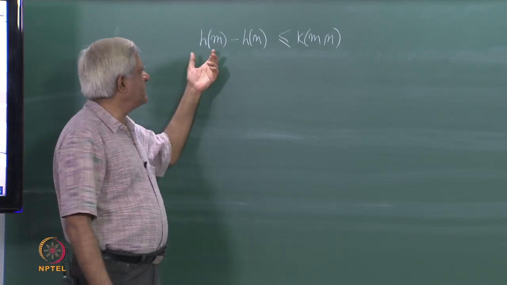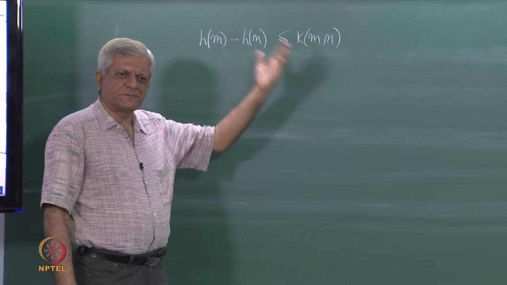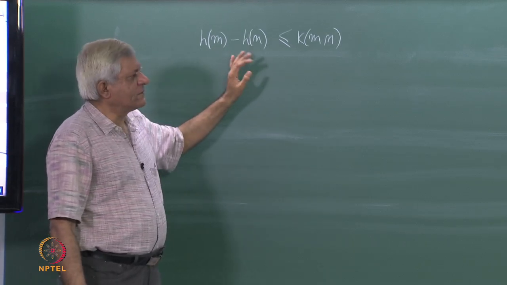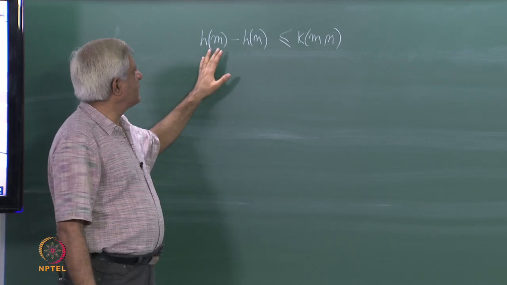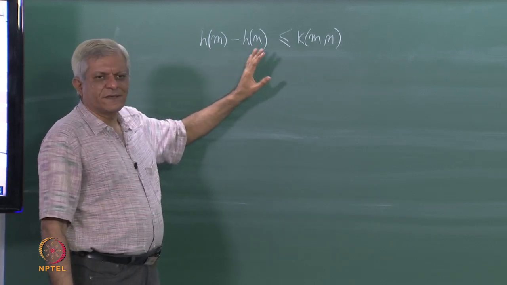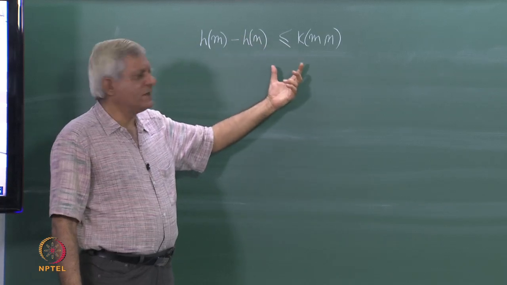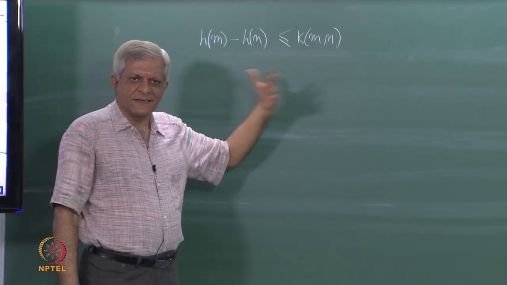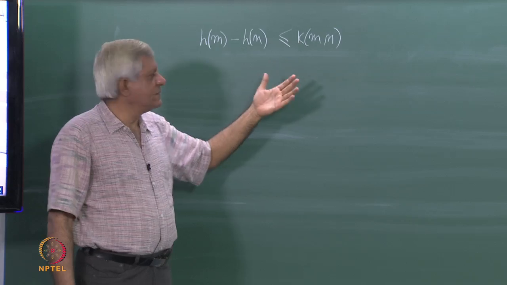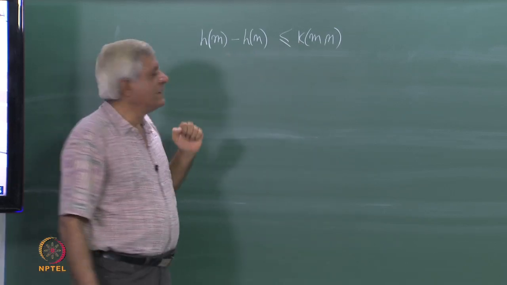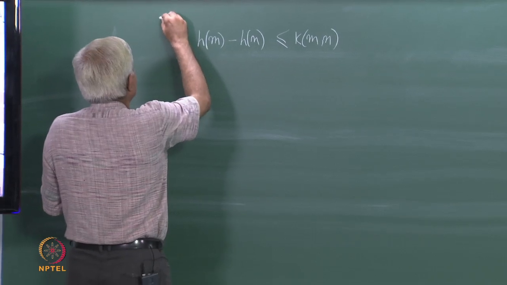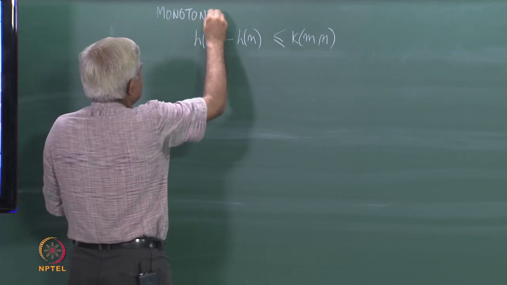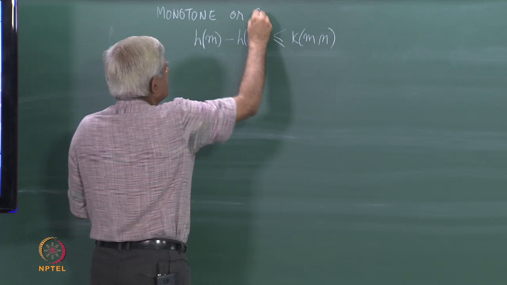Rather, so h of m says that it is an estimate from m to goal, h of n says the estimate from n to goal, and h of m minus h of n in some sense is the estimate of the edge cost from m to n, and if this is less than the actual edge cost, in some sense we are saying that it is underestimating every edge cost essentially. This condition is called the monotone or consistency condition.